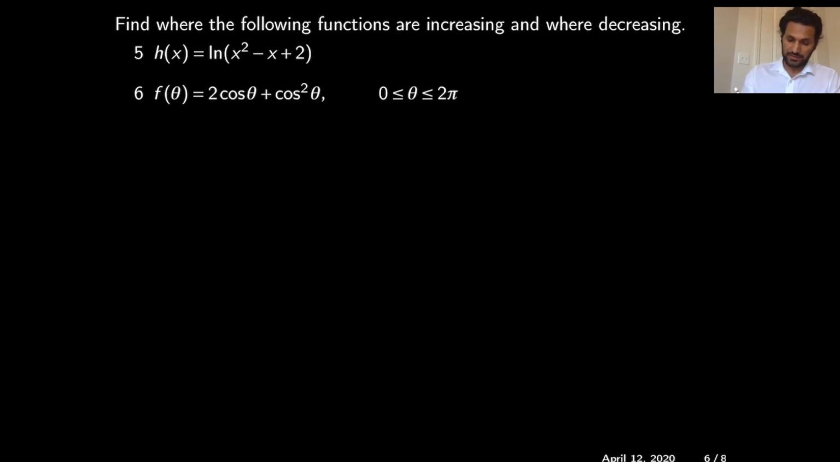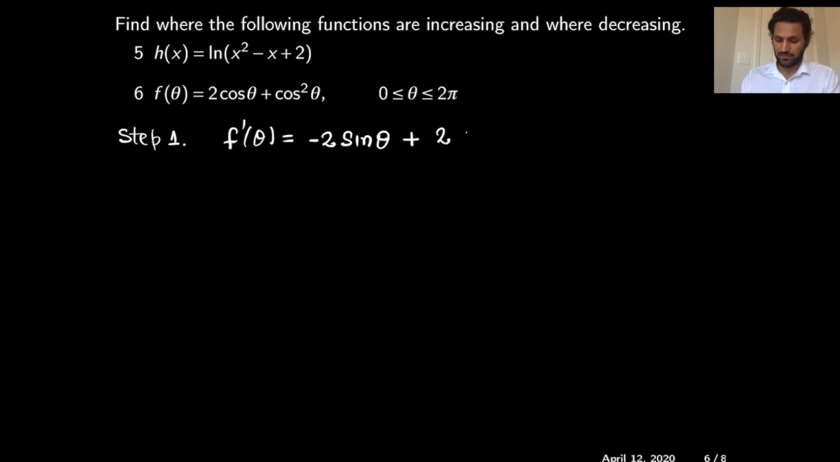Let's calculate the last one, which is involving the trigonometric function, problem number 6. So step number 1 for problem number 6 is calculating the derivative of the function. So f prime of theta will be 2 times minus sine theta, because the derivative of cosine theta is minus sine theta. The derivative of this function is by using the chain rule. So 2 will drop, and it's going to give me cosine theta to the power 2 minus 1, which is 1. And then the derivative of inside is a sine theta with a negative sign.